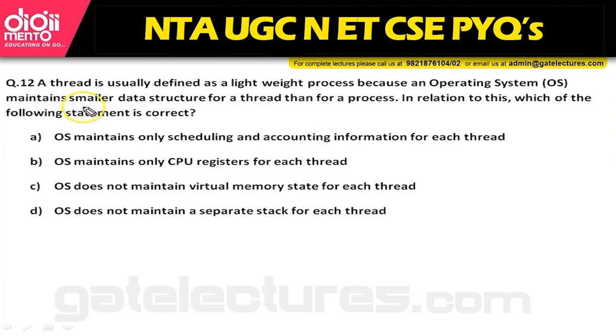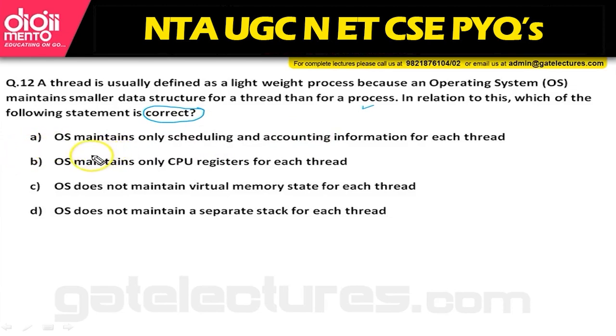So we have our next question, which says a thread is usually defined as a lightweight process because an operating system maintains smaller data structures for a thread than for a process. Obviously we know that processes are heavier than threads. Now in relation to this, which of the following statements is correct? So we have to pick out the correct option.